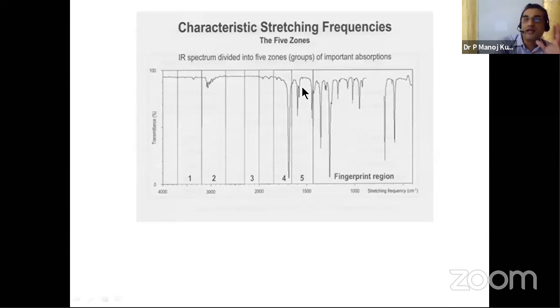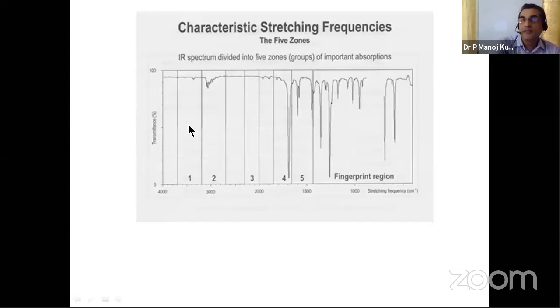This is the place where you can really find out whether the compound is aromatic or alkenic. You will get multiple bands in this region corresponding to CH bending vibration if the compound is aromatic or alkenic, unsaturated in nature. So please keep these 5 zones in your mind, which will help us in the further interpretation exercises.